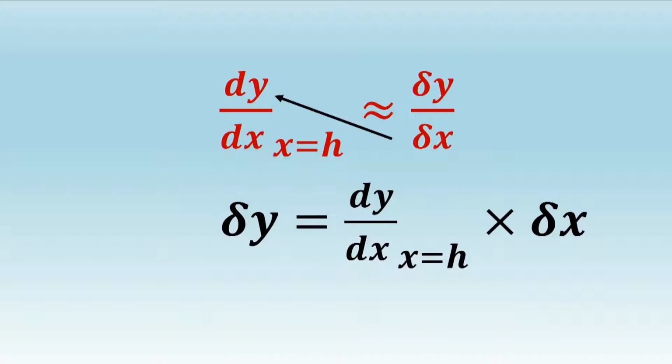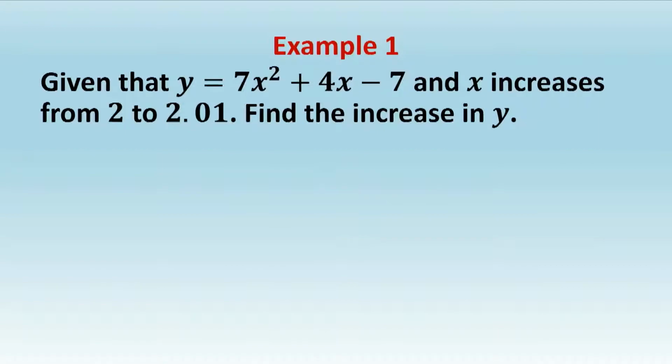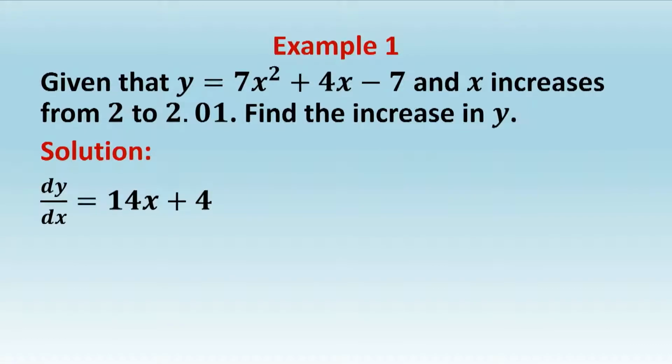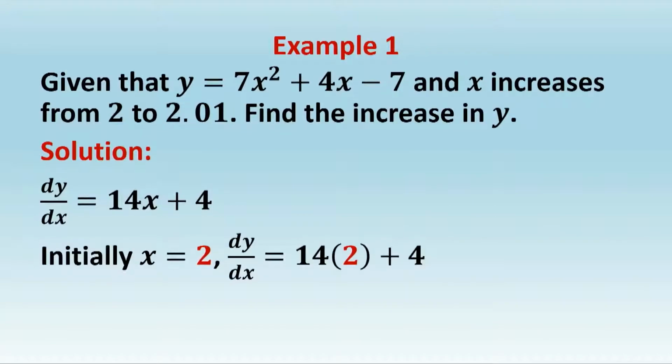Let's apply this rule to some examples. Example 1. Given that y = 7x² + 4x − 7 and x increases from 2 to 2.01, find the increase in y. dy/dx = 14x + 4. Initially, x = 2. Substituting this value in dy/dx, we get 14 × 2 + 4. Evaluating this, we get 32.